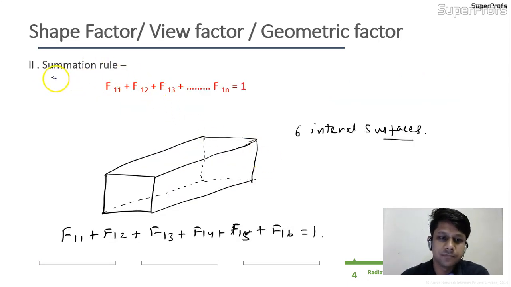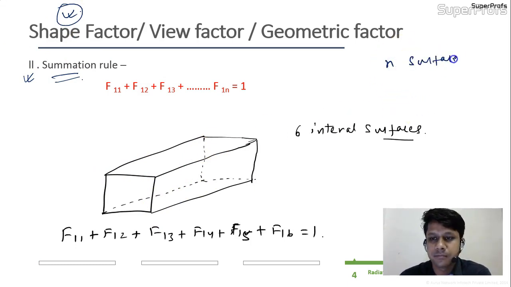Now the summation rule. This is the second rule related to this shape factor. What is the meaning of this summation rule? Let us say there are n surfaces in a body. Let us say this is a rectangular cross section duct. How many surfaces will it have? It will have 6 surfaces, right?